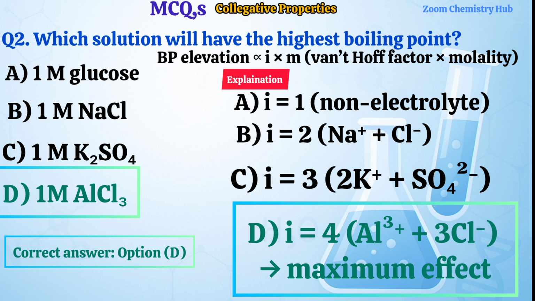So in short, the greater the van't Hoff factor, the higher the boiling point of the solution.